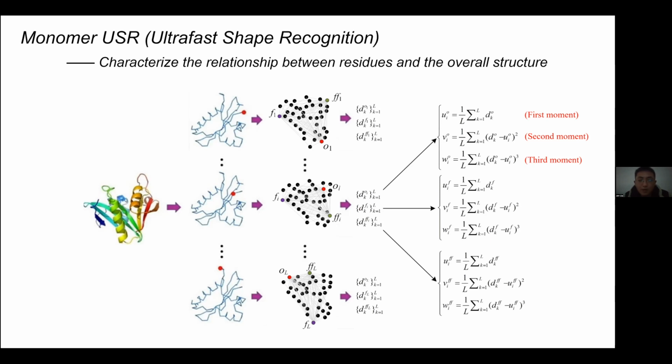The distance from each residue in the structure to these three residues constitute three distance distributions. The first three moments of each distribution are used to describe the mean, variance, and asymmetry of this distribution. So the relationship between each residue and the overall structure can be encoded by 9 descriptors.